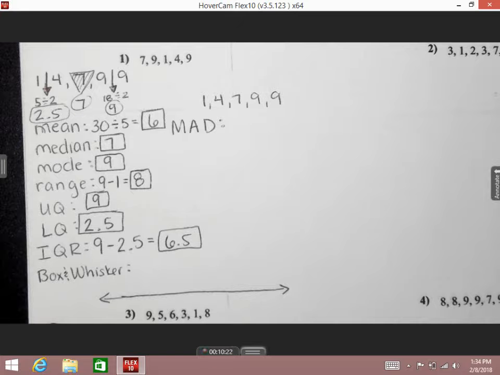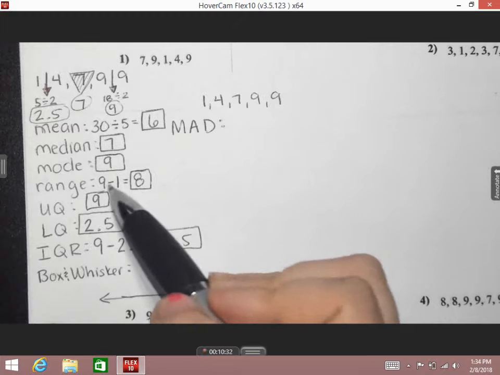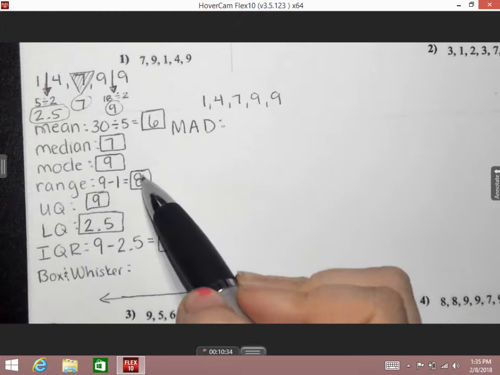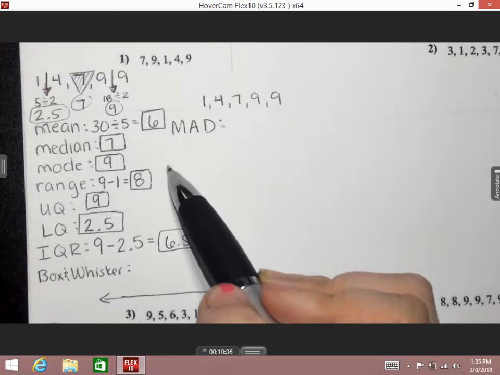Okay, can you help us out, Liz? The range was like you do 9 minus 1 to get 8, plus 1 is 9. Yeah, so we look back up at our range, which was 8, and we're just going to add 1 to that, which gives us 9.